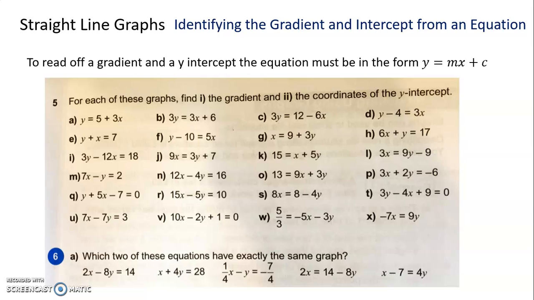And for question 2, you're being asked to find which pair are exactly the same graph, so just a rearrangement of the same equation. So pause the video here and see if you can answer these questions.